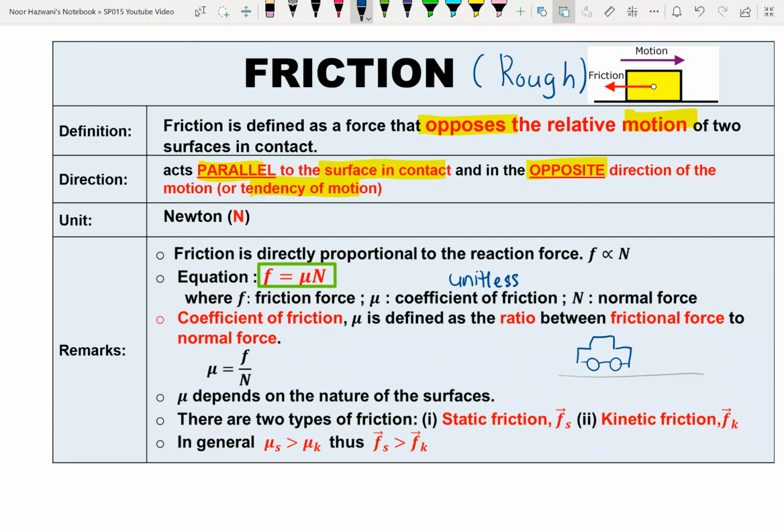Dia punya friction, belum bergerak tapi is about to move, dia punya friction akan lebih besar. Maksudnya mu S dia akan sangat tinggi. Tapi once dia dah gerak, dia punya friction sudah menjadi kinetic friction. So pada ketika itu kinetic friction dia dah semakin rendah. Sebab itulah sesuatu objek boleh accelerate, disebabkan dia punya external force lebih besar daripada kinetic friction dia. Okay?